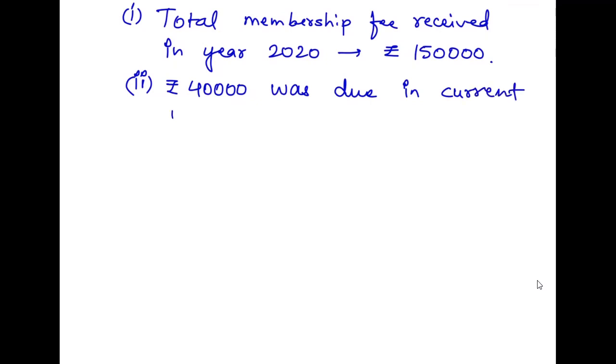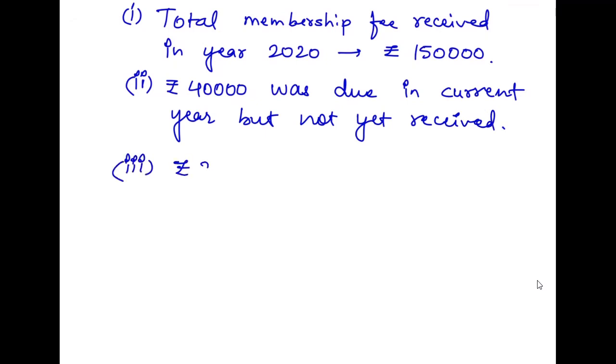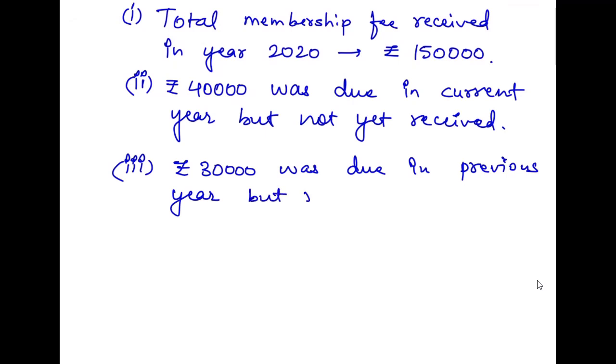in current year, but not yet received. Rupees 30,000 was due in previous year, but received in current year.